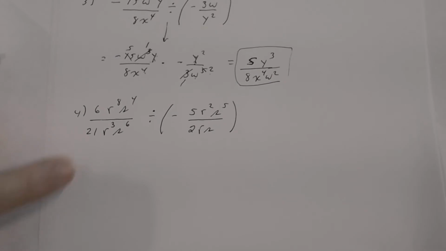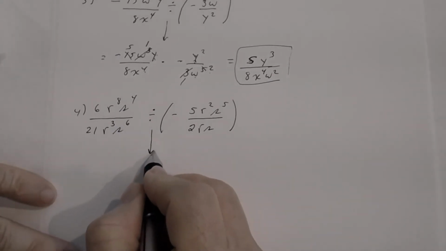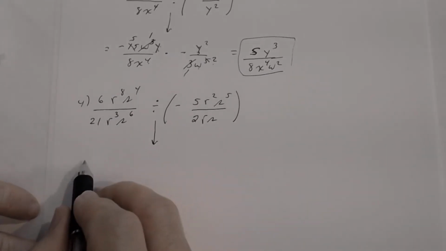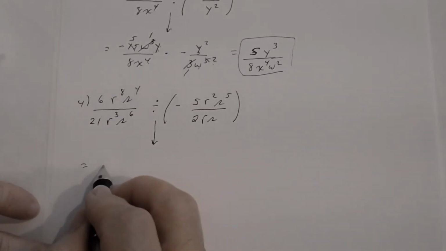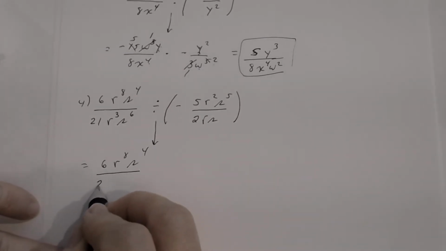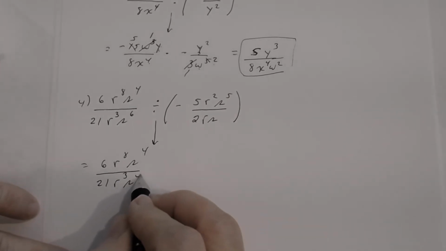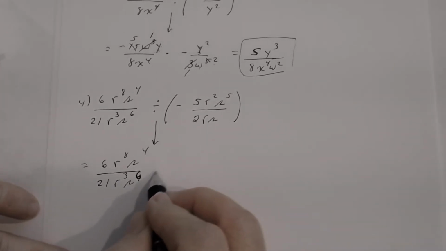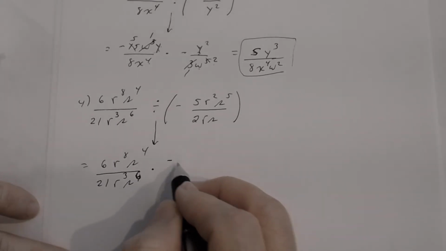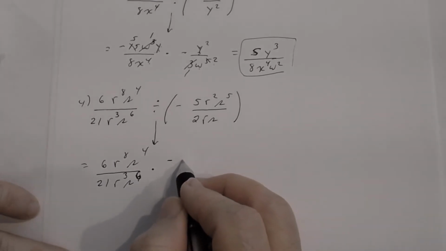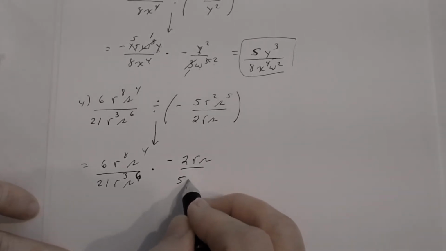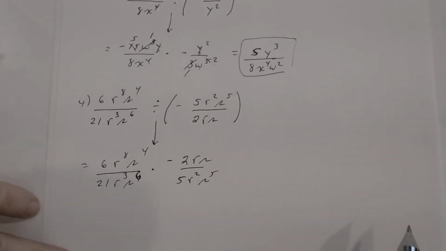So what I would suggest you do, once we change this to multiplication, is let's go ahead and do that first. We're going to multiply by the reciprocal. So I get 6r to the 8th, s to the fourth, divided by 21r cubed, s to the 6th, sorry, s to the 6th, times the reciprocal, so it's going to be a negative 2rs divided by 5r squared s to the fifth, okay?